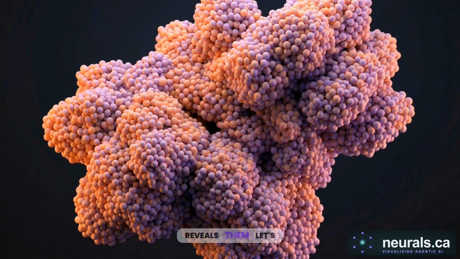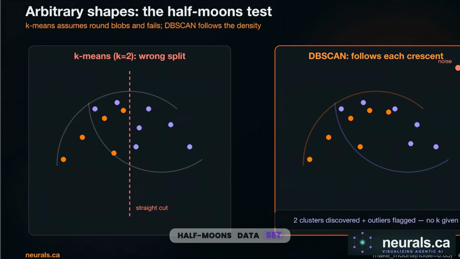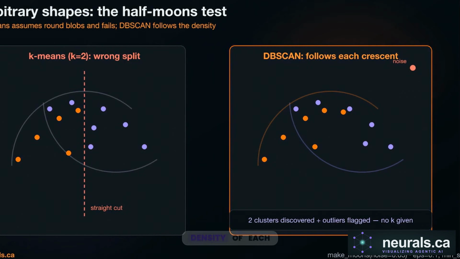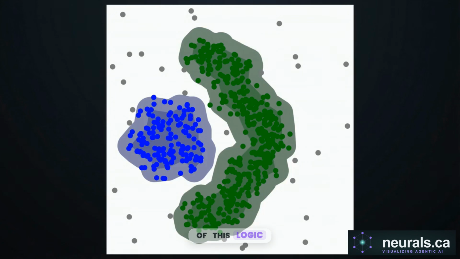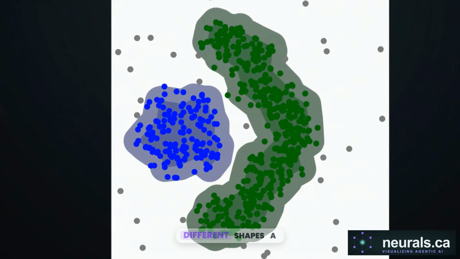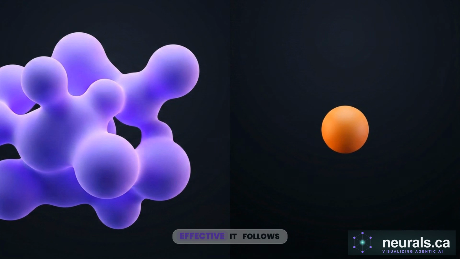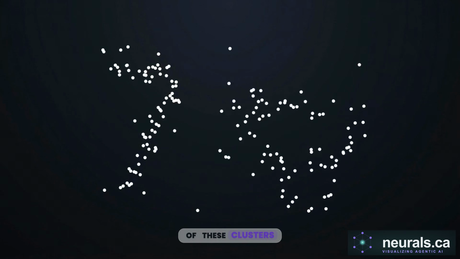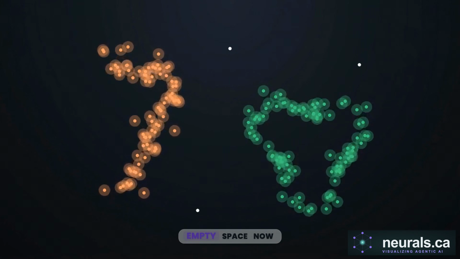The data reveals them. Let's look at the half-moons dataset. On the left, standard k-means fails, slicing a vertical line right through the crescents. But on the right, DBSCAN follows the density of each curve, successfully flagging the stray red anomaly off to the side. In this visual, we see the results of this logic. DBSCAN isolates completely different shapes, a round blue blob and a winding green ribbon, keeping them cleanly separated from the scattered gray noise points. This dual capability is what makes the algorithm so effective. It follows the natural flow of these clusters, keeping anomalies clearly separated in the empty space.